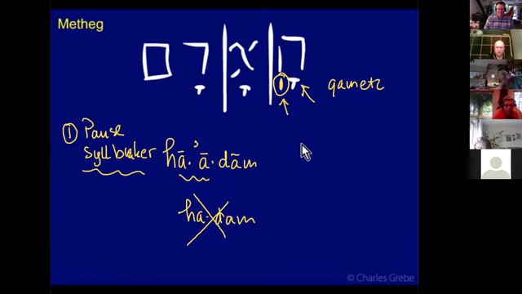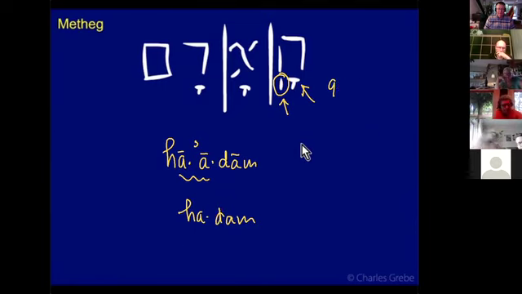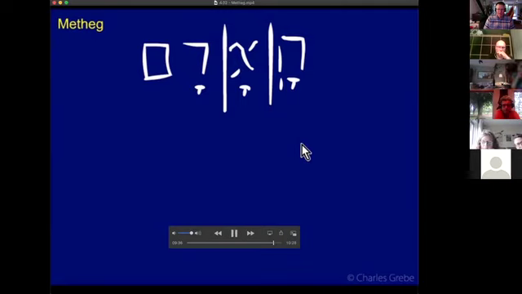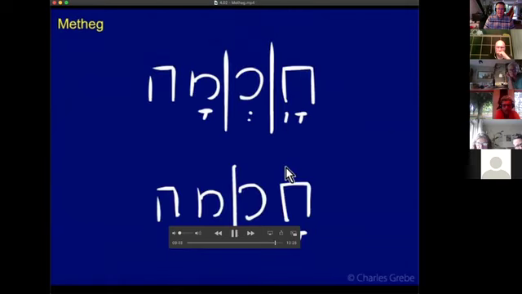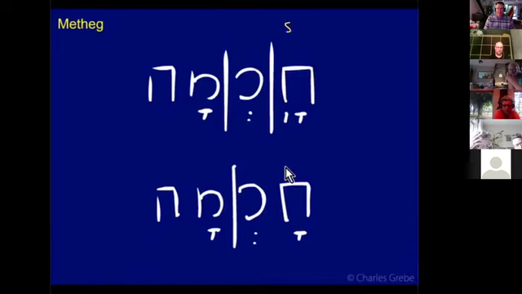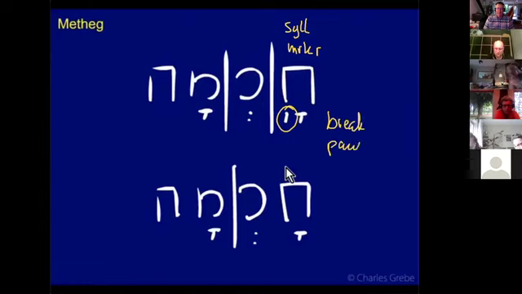Yes? Now I need to annotate a bit further. So, the metech, the vertical line. The same is with here. You have the same here. It's a syllable marker. It tells you, take a break. Pause. And pay attention to the vowel.